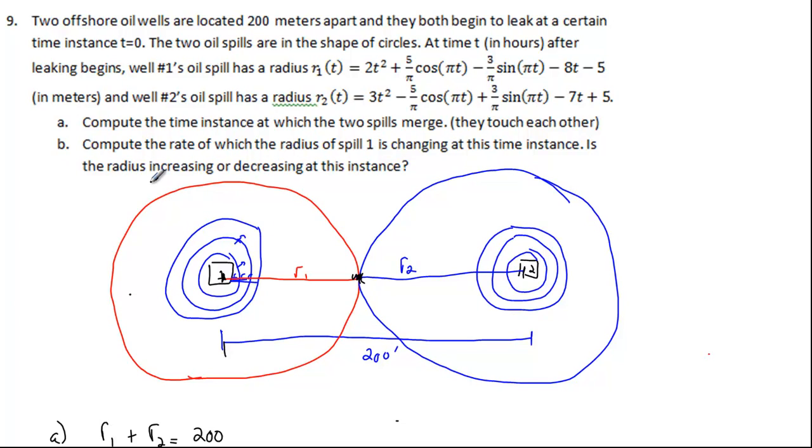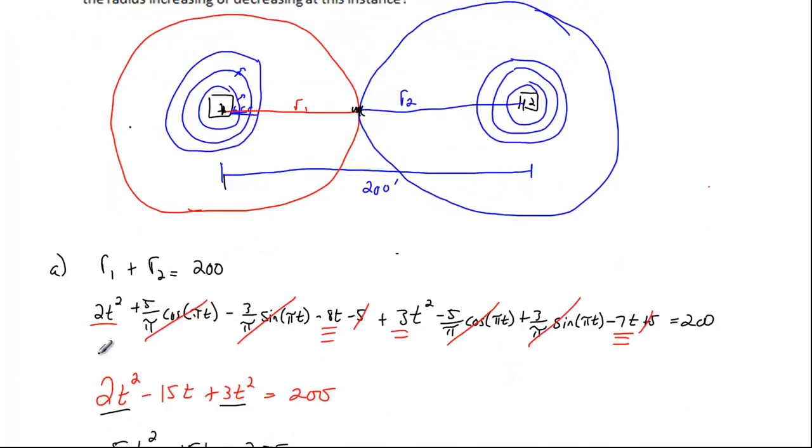Now moving on to part B. Compute the rate, notice rate, we're thinking derivative, at which the radius of spill 1 is changing at this time. Is the radius increasing or decreasing? So it wants to find a rate of spill 1. In order for us to find the rate of spill 1, we're going to have to take the derivative of spill 1. Let's go ahead and do such.